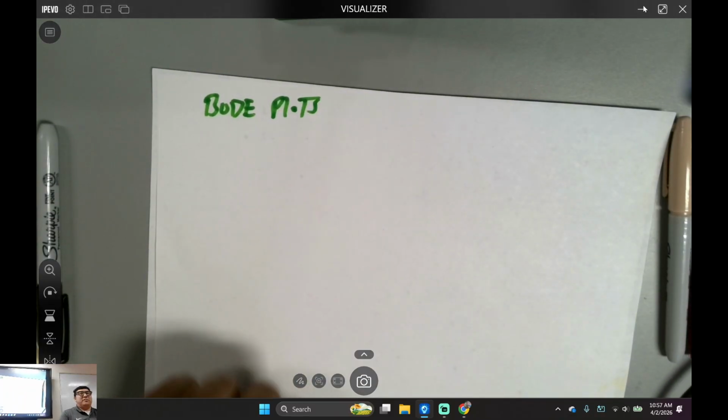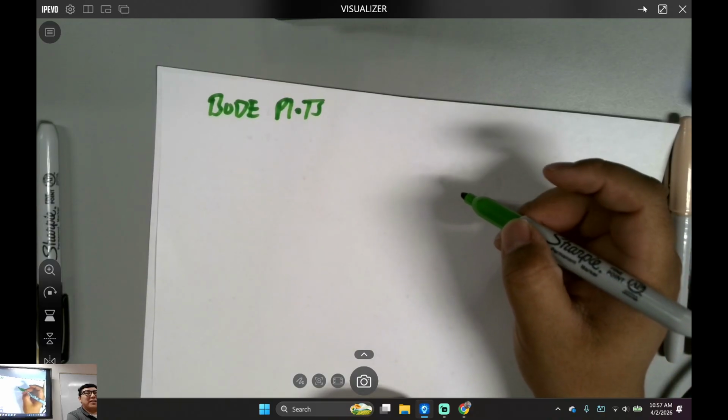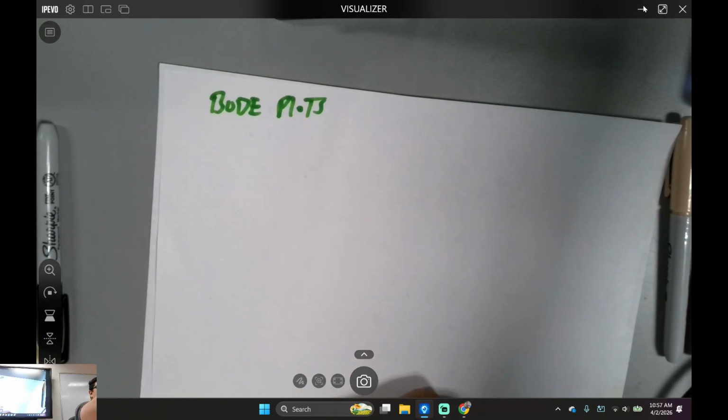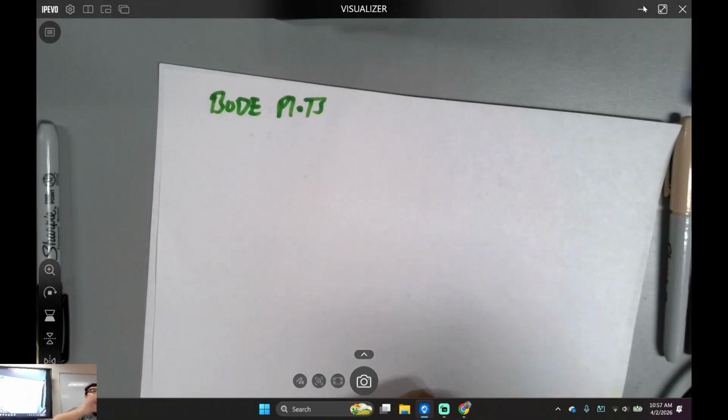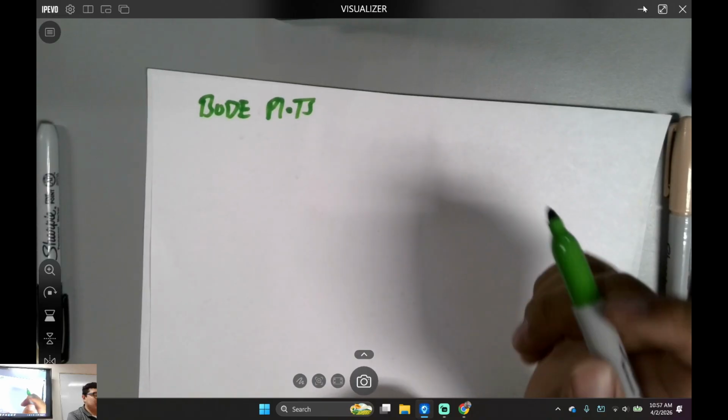You guys know what Bode plots are? It's just an easy way to draw stuff. This tool can actually do it, kind of. It does a more accurate representation of the frequency response, so I'll show you an experiment at the end of this class.